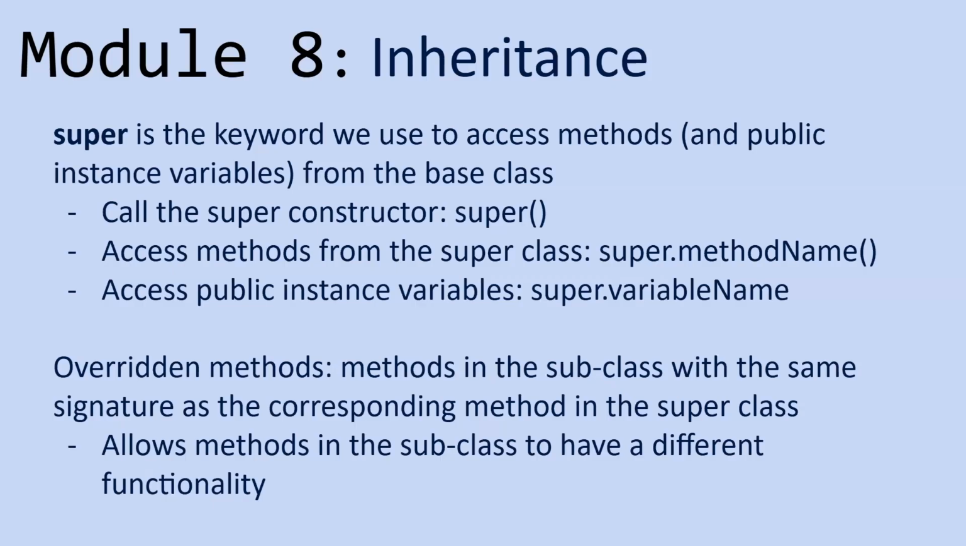If you are going to call the super constructor, you would just do super, and then include between the parentheses any parameters that the super constructor takes. And you have to call the super constructor within each constructor for the subclass. Then in the subclass, if you're trying to access methods from the superclass, you would do super dot method name, and that would give you the version that's in the superclass, not the version that's in the subclass.